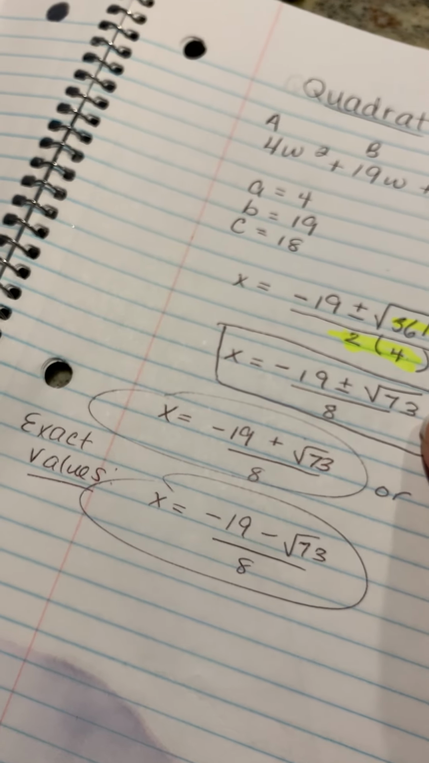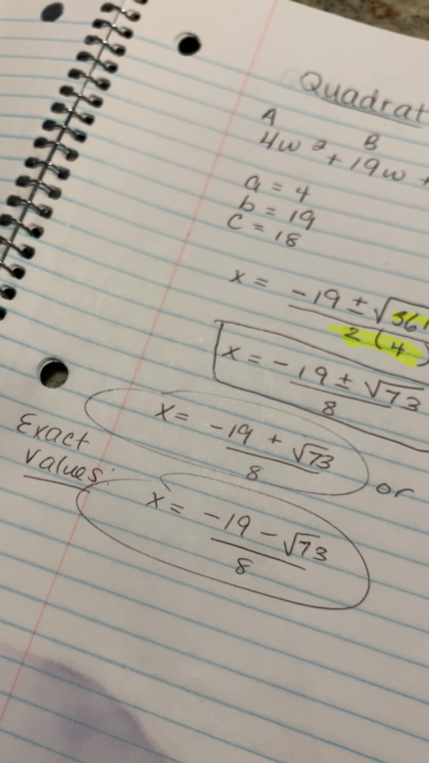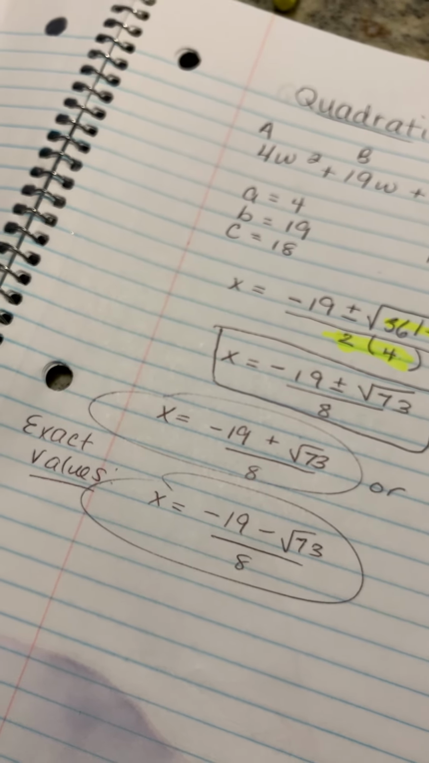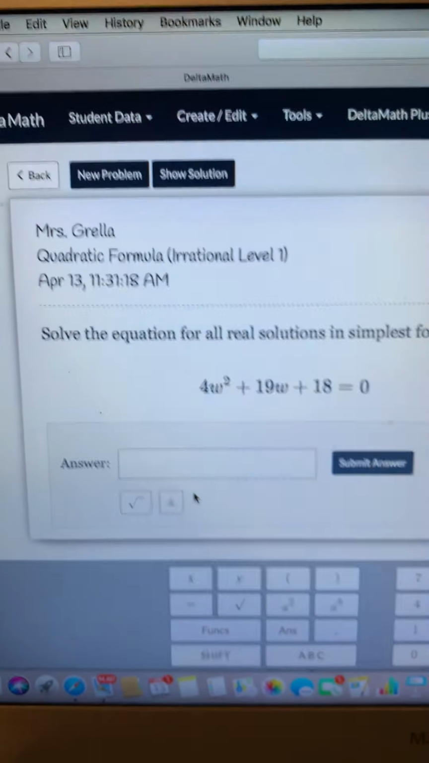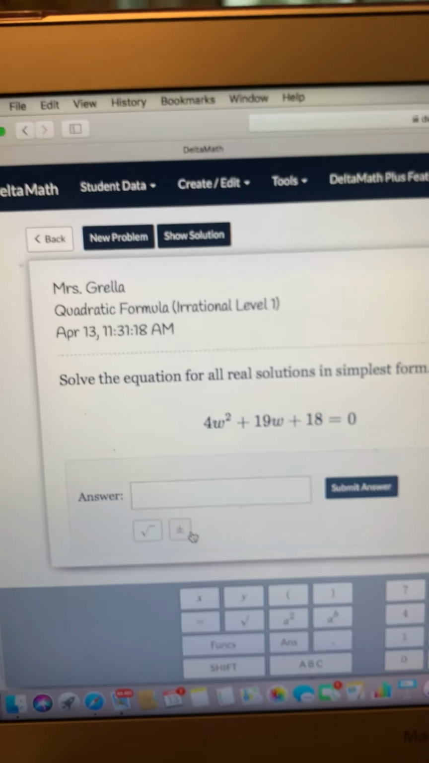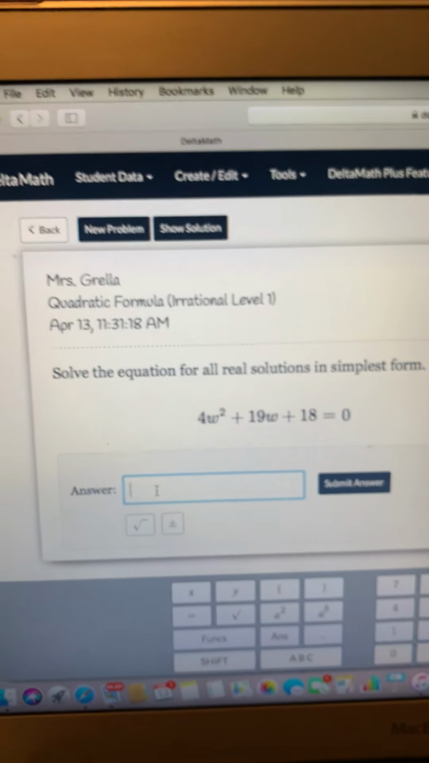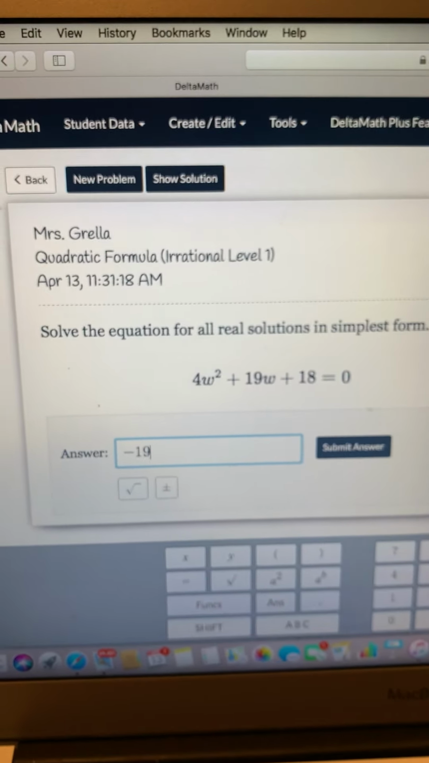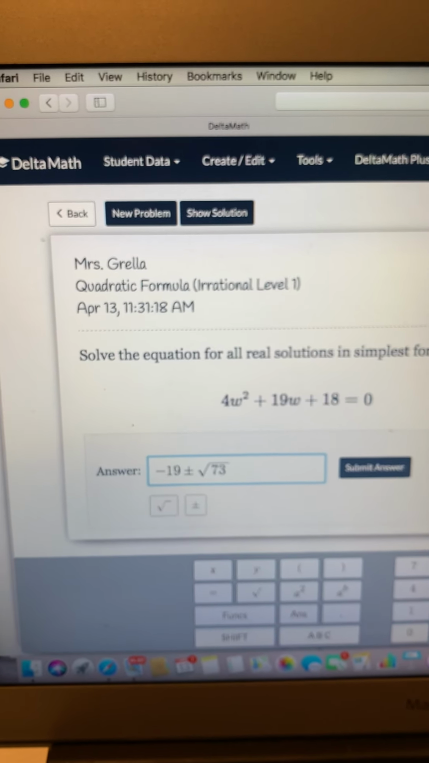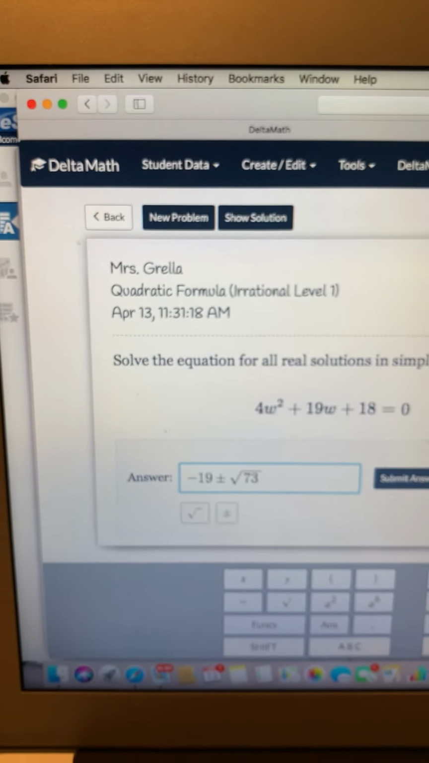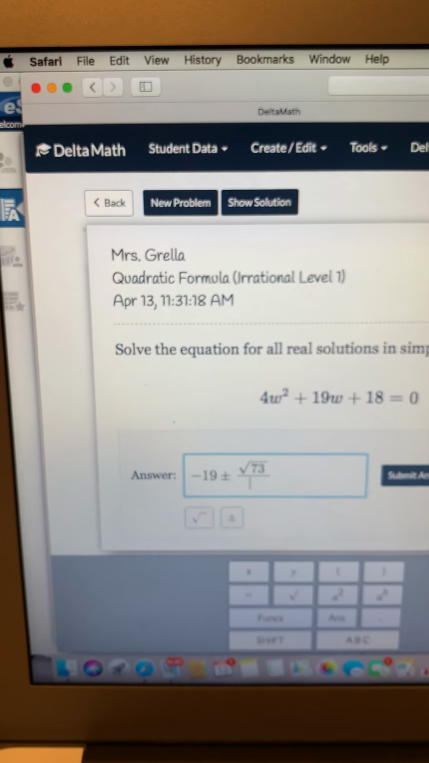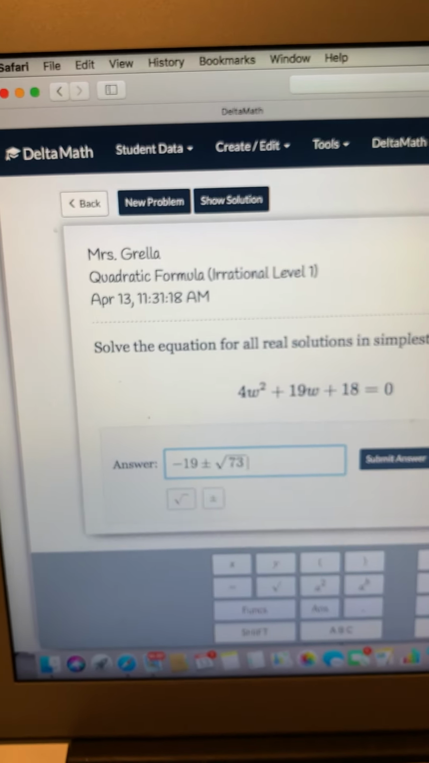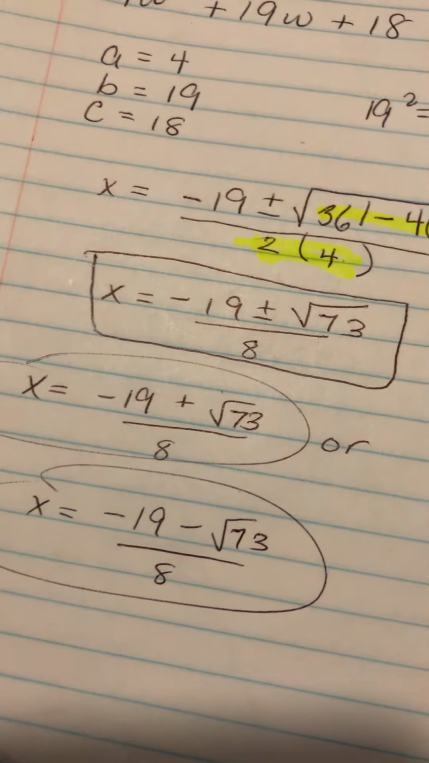And again, using Delta Math, you can just substitute with the plus or minus. I think there's an option for you to do plus or minus there. Yeah, so I'm looking at Delta right now, and they have the plus or minus option. So if I wanted to type my answer in, I would do negative 19 plus or minus the square root of 73. Now we want to put that over 8. So we want to put the whole thing over 8. If you just do slash 8, it's going to only go over the radical. That's not good. Remember, we want the whole thing over the radical.